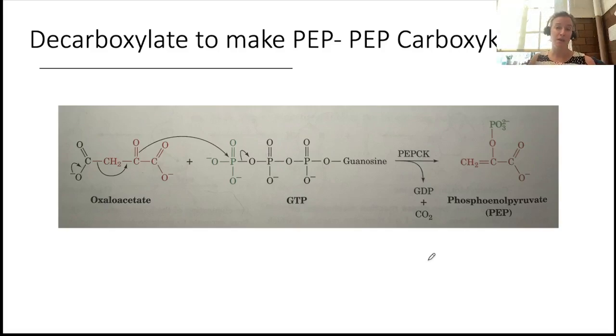The second step in this reversed pathway is done by PEP carboxykinase. Oftentimes you'll hear it called PEP-CK. So we need to now decarboxylate oxaloacetate to make PEP. But again, this needs to be exergonic. So we pull in another high energy molecule, GTP.